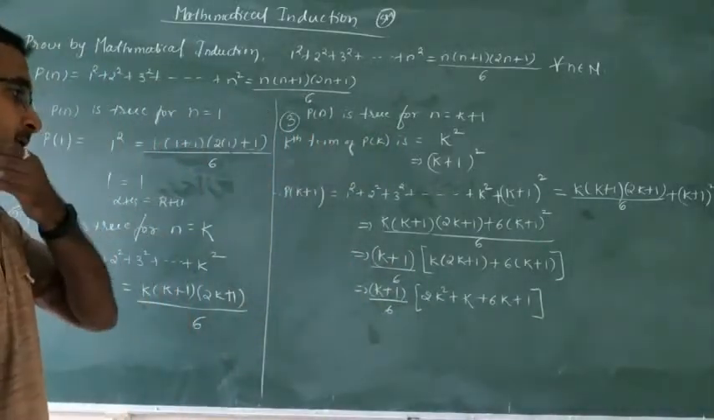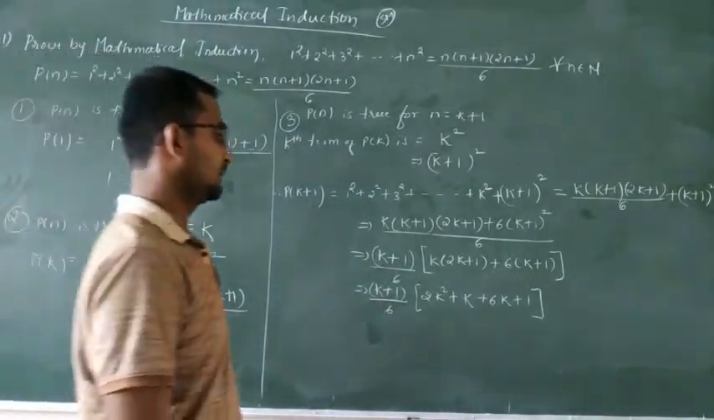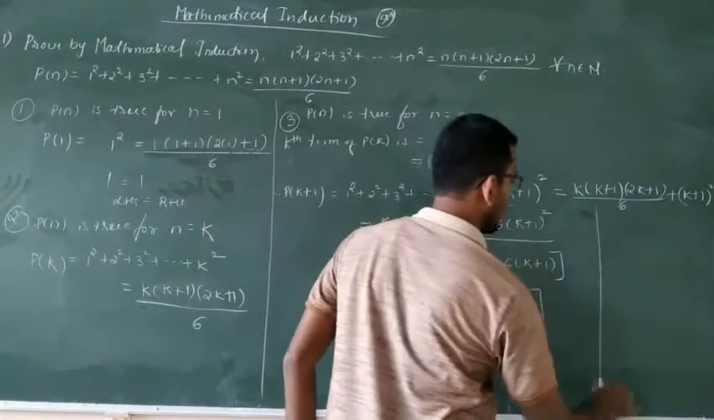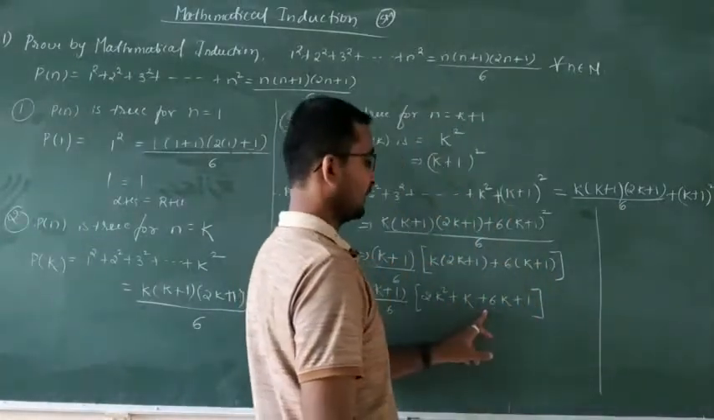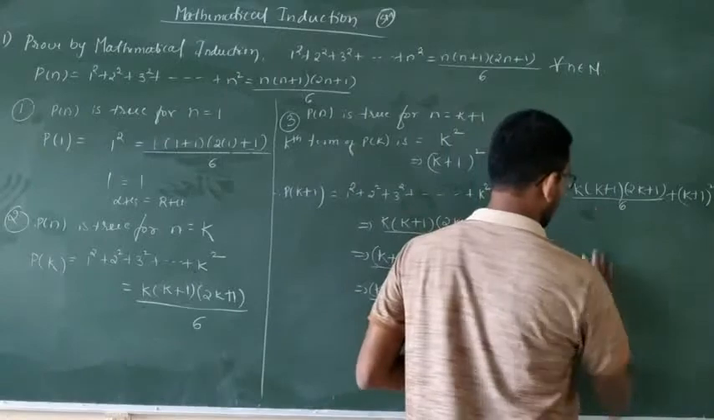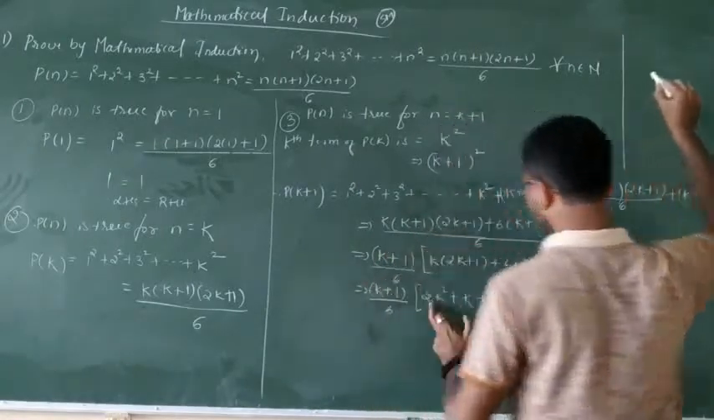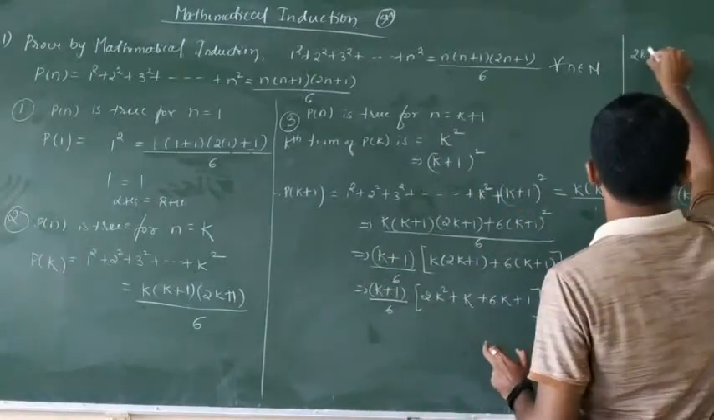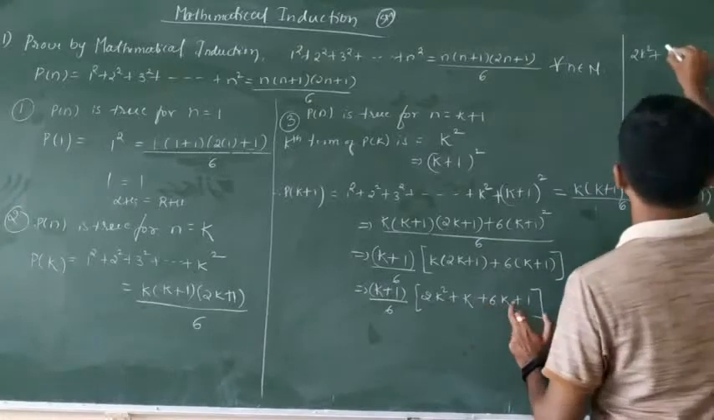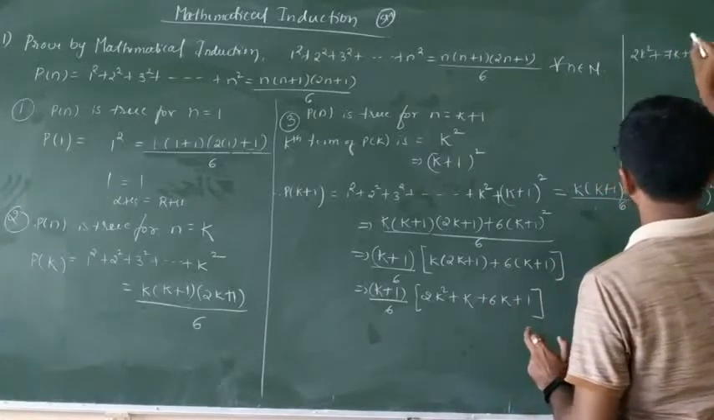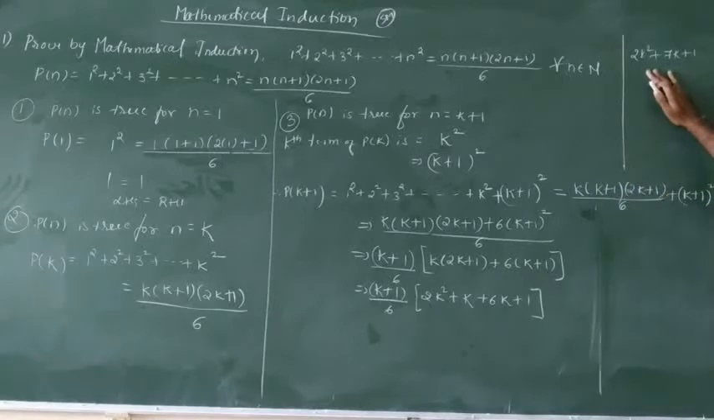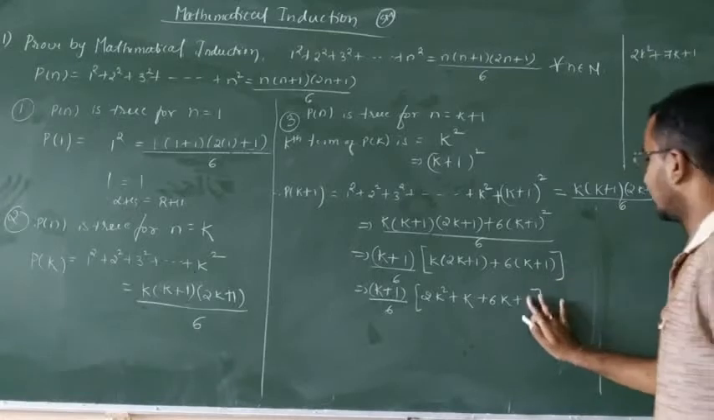Now this is becoming 2k square plus 7k plus 6. Here I will solve this one. Again, we have to use the factorization method: by multiplying the first and third numbers we will get 12, and by adding the same two numbers I should get 7. So I am sorry, this is 6.